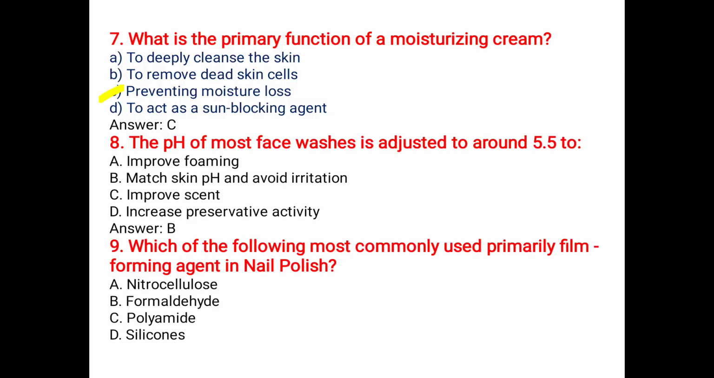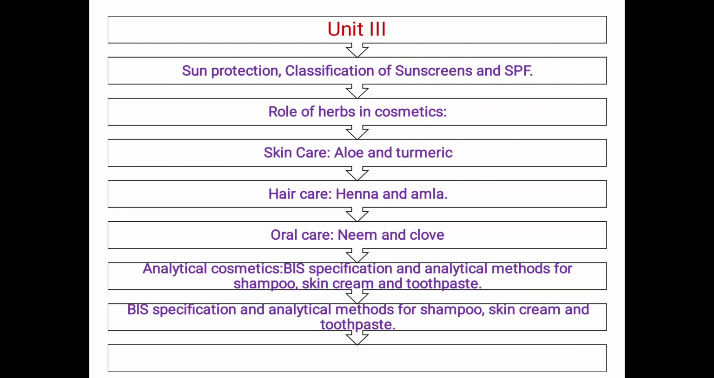Next, which of the following is the most commonly used primary film forming agent in nail polish? Option A, nitrocellulose, option B, formaldehyde, option C, polyamide, and option D, silicones. Nitrocellulose is a primary film forming agent and formaldehyde is a secondary. So A is the correct answer.